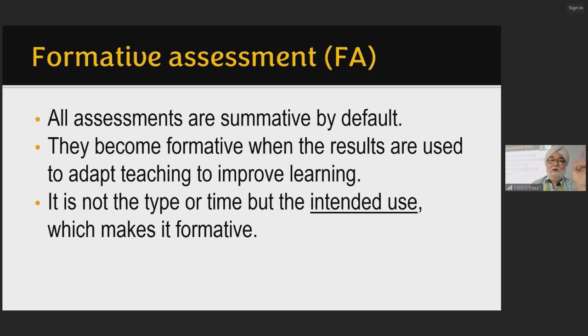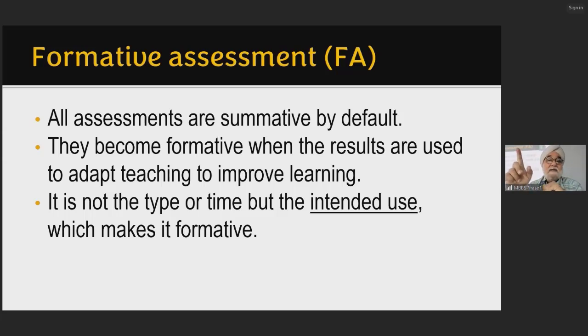So all assessments are summative by default. Summative, what did we say? End of something. Every assessment is end of something. When you teach a chapter and then take a test, it's the end of something. When you take it after 3 months or 6 months, that is end of something. When you take a stand-up test, that is end of something. So by default all assessments are summative, and they become formative only when the results are used to improve teaching and learning.